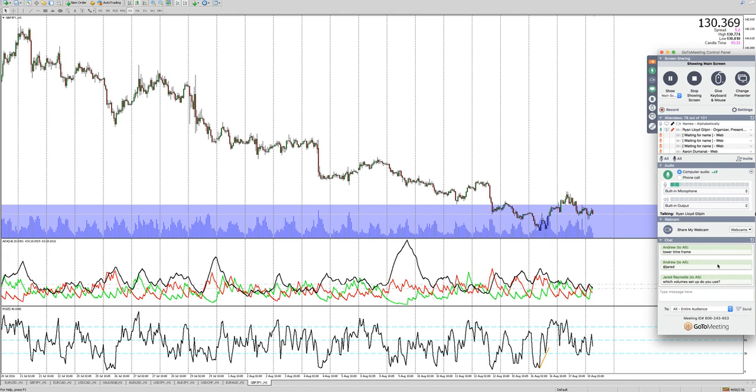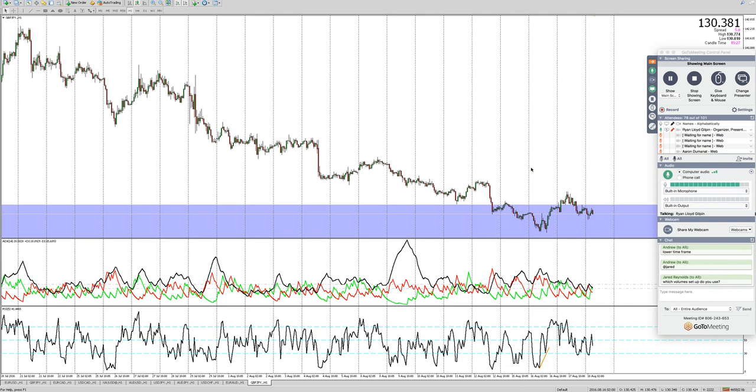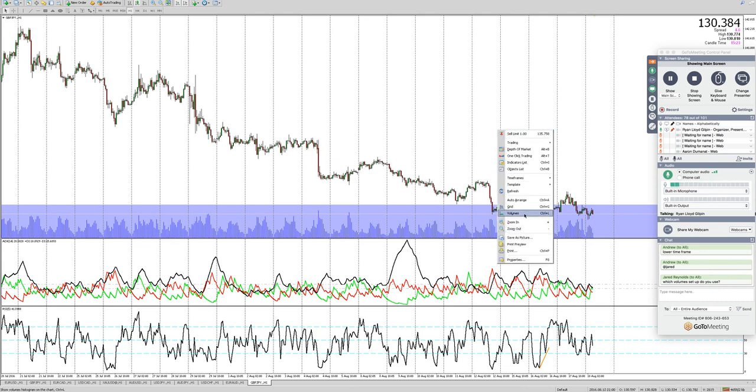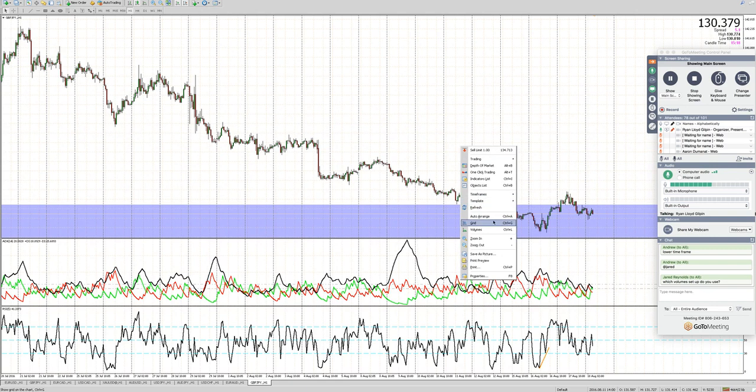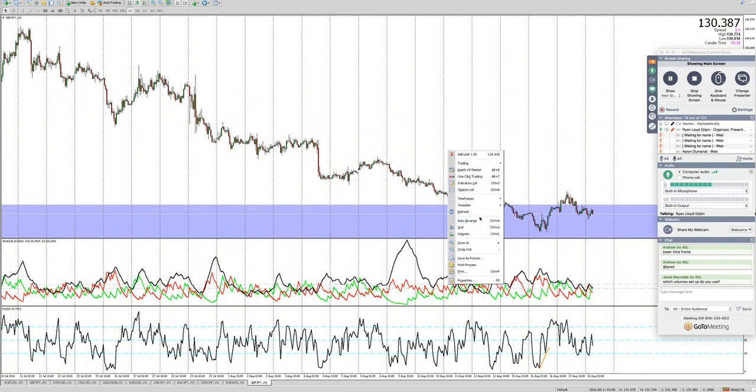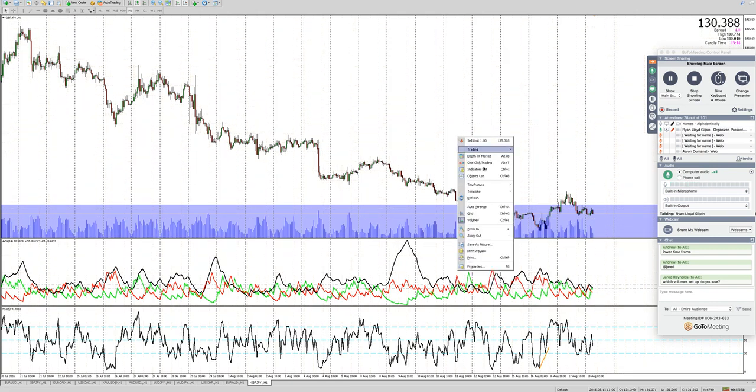Any questions? Volumes on MT4 is just default. I'll just push Control L on the Mac. Or you could just right click here, and you can enable and turn off volumes. You can even put on grids, if you want grids. I don't use them. Just boom. Pretty simple.